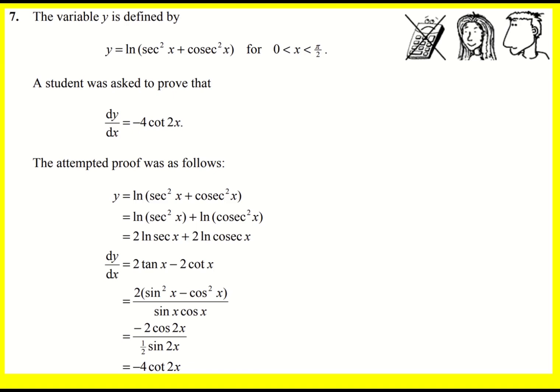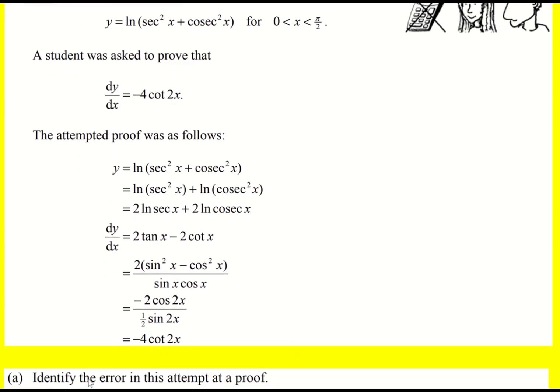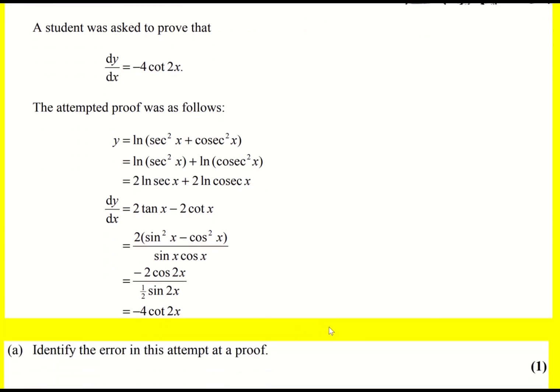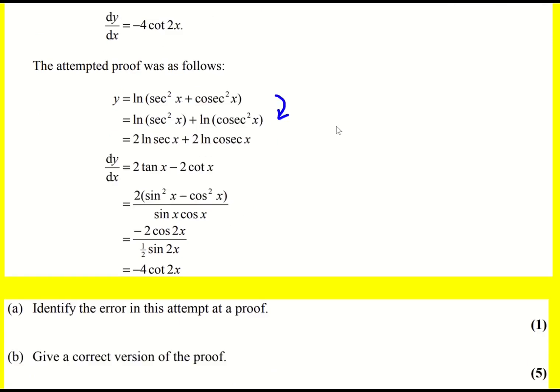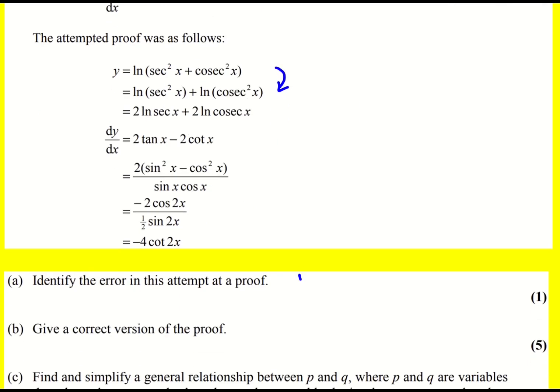All right, here goes. So we've got this variable y equals ln(sec squared x plus cosec squared x) between an interval. Students are asked to get this as the derivative, and then they attempt this proof to get the correct answer, but we have to identify the error in the proof. And the error is here to here.